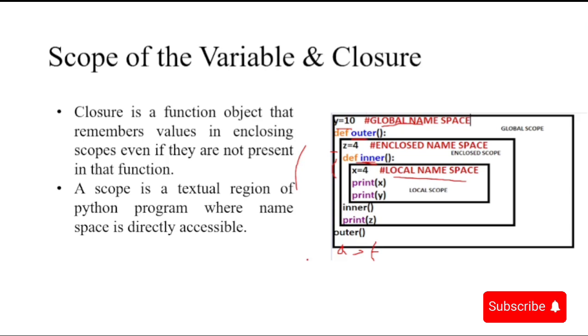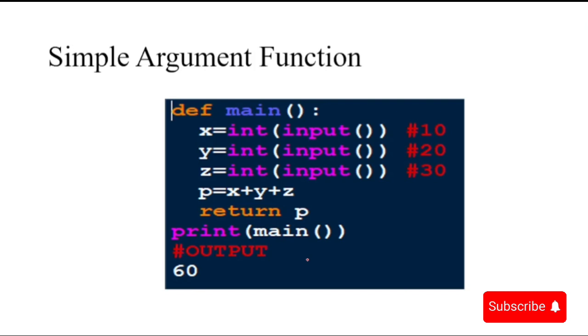It can be accessed by your whole code. So that is the scope of the variables: global variable, enclosed variable, and local variable. So now let's begin with the simple argument function.